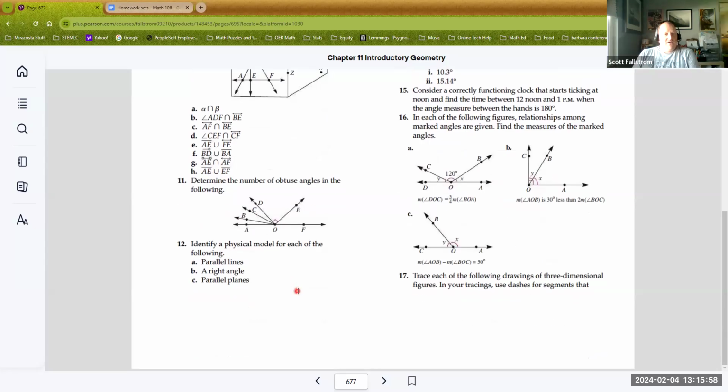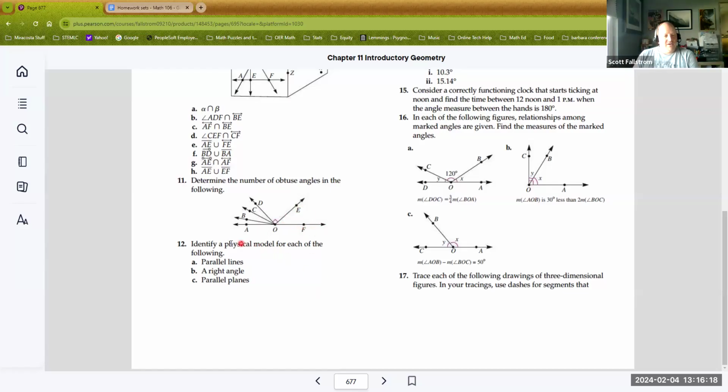All right. Let's see here. Determine the number of obtuse angles in the following. Remember, an obtuse has to be bigger than 90. And there's many. So be thinking about all the different ways you can make an obtuse. Don't just think that I have to use E. You could also use F as you're doing it.